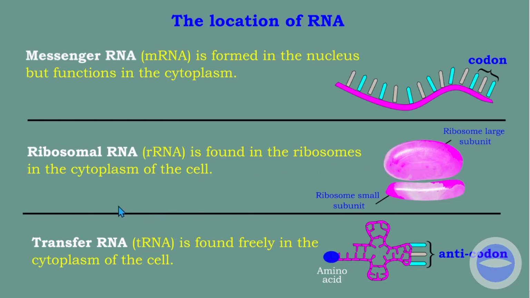And another RNA is transfer RNA, which is tRNA. tRNA is found freely in the cytoplasm of the cell. This is a simple demonstration of a tRNA. It contains an amino acid and it has anticodons. Here we said codons, but this one has anticodons. I will show you the relationship between anticodons and codons when I explain the role of a tRNA. You must know which RNA is found in which part of the cell.